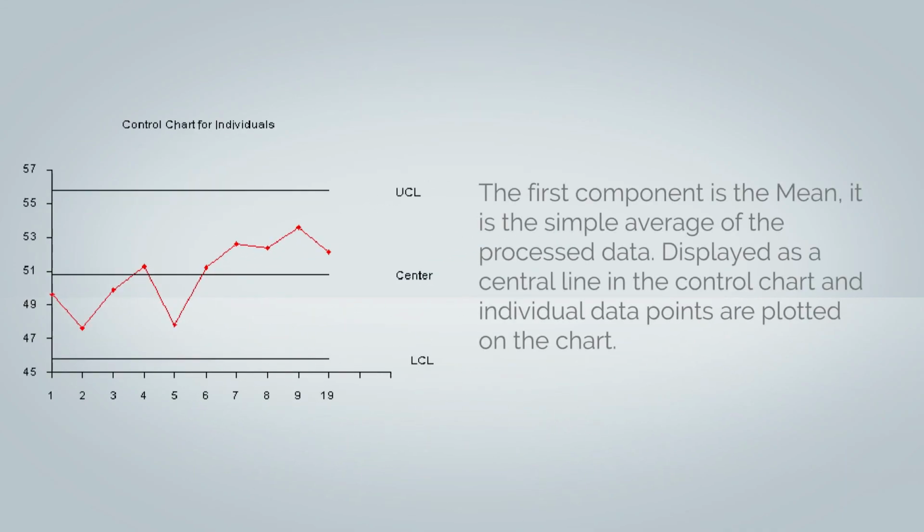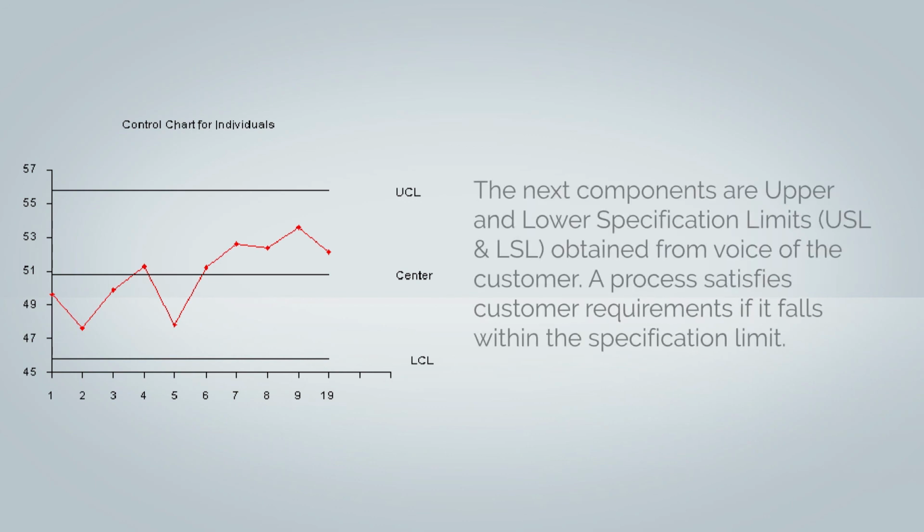The first component is the mean. It is the simple average of the processed data. Displayed as a central line in the control chart, and individual data points are plotted on the chart. The next components are upper and lower specification limits, that is USL and LSL, obtained from voice of the customer. A process satisfies customer requirements, if it falls within the specification limit.